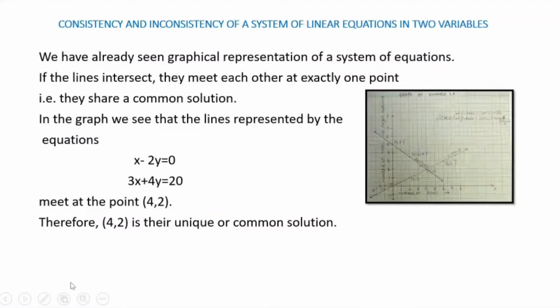So in this case, a1 upon a2 is equal to what? 1 upon 3. b1 upon b2 is minus 2 upon 4, which is minus 1 upon 2. So a1 upon a2 is not equal to b1 upon b2. So whenever I have a1 upon a2 not equal to b1 upon b2, I will have a unique solution.